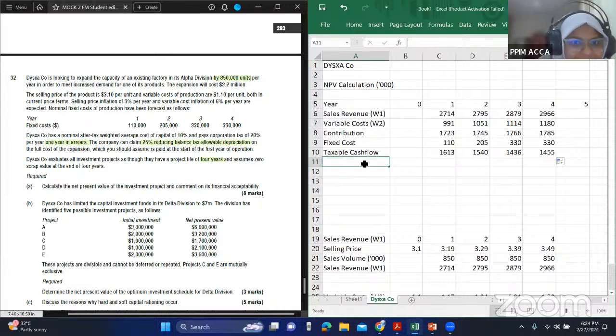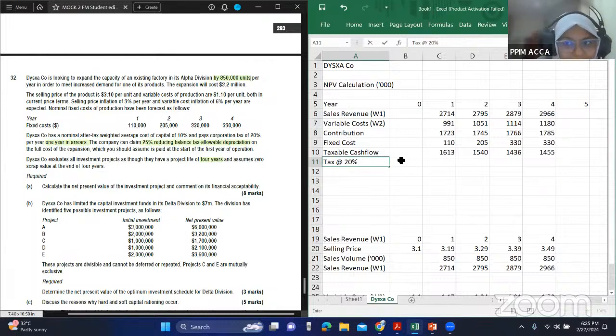Okay, so what was the taxation they're telling us? They're telling us that we pay corporation tax of 20%. That means for these 4 cash flows, you have to pay a corporation tax of 20%. So tax at 20%.